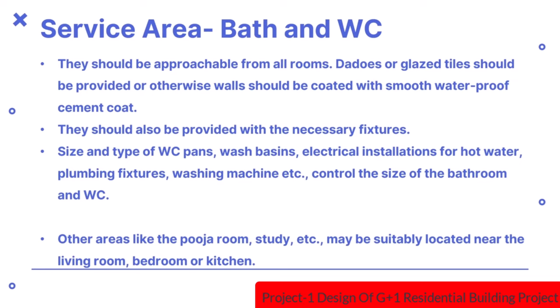Bath and WC should be approachable from all rooms. Dados or glazed tiles should be provided, or otherwise, walls should be coated with smooth waterproof cement coat. They should also be provided with necessary fixtures. Size and type of WC pans, wash basins, electrical installations for hot water, plumbing fixtures, washing machine, etc. control the size of the bathroom and WC. Other areas like the puja room, study, etc. may be suitably located near the living room, bedroom, or the kitchen.